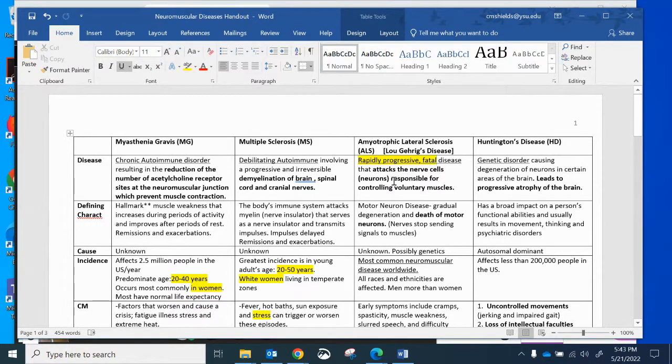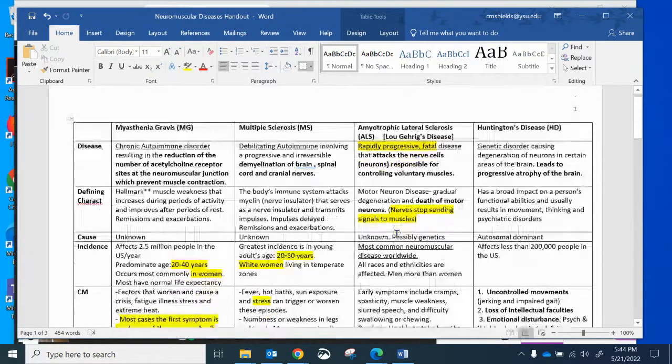It attacks the nerve cells responsible for controlling voluntary muscles. Defining characteristic: motor neuron disease, gradual degeneration and death of motor neurons. So the nerves eventually just stop sending signals to the muscles. Well, these other ones interrupt, right? This has an interruption of the signal. This has the acetylcholine neuromuscular junction, so muscle contraction gets affected. But now the nerve is just going to stop sending signals to the muscle.